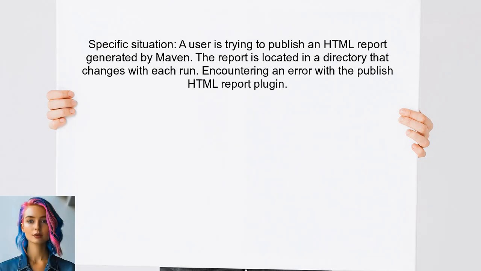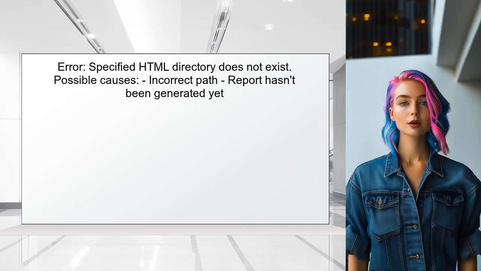Here's the specific situation we're addressing. A user is trying to publish an HTML report generated by a Maven clean install. The report is located in a directory that changes with each run. They are using the Publish HTML Report plugin in their Jenkins pipeline, but are encountering an error. The error message states that the specified HTML directory does not exist. This can happen if the path is incorrect or if the report hasn't been generated yet.